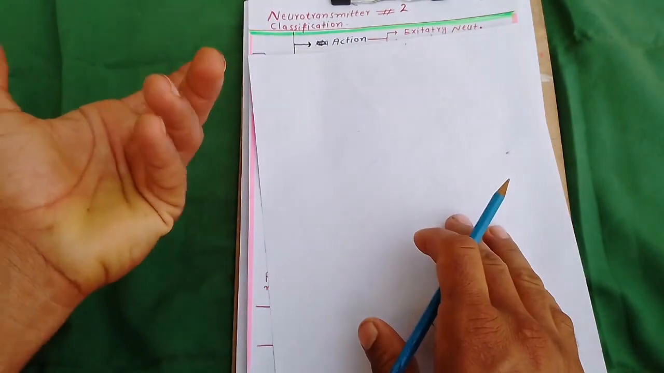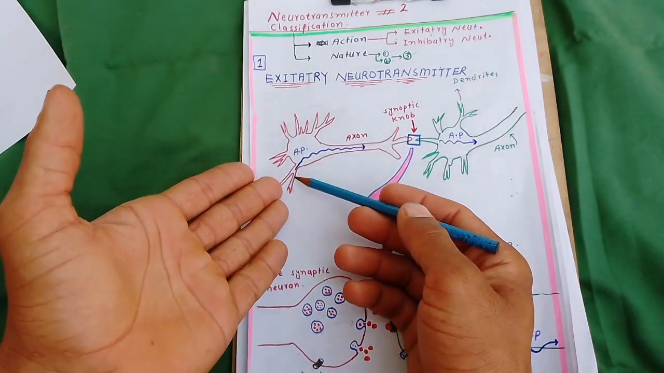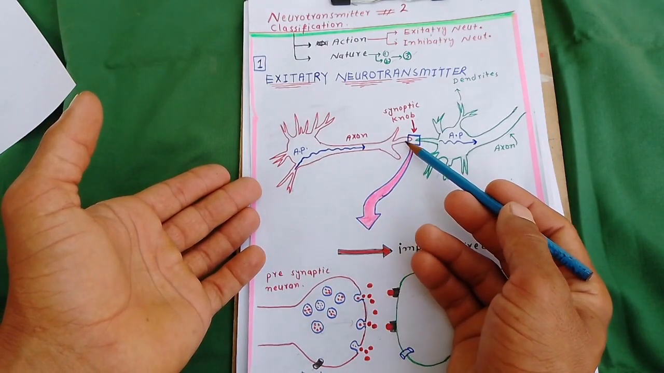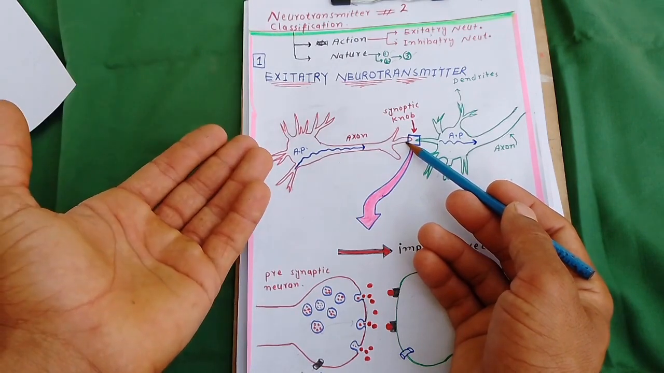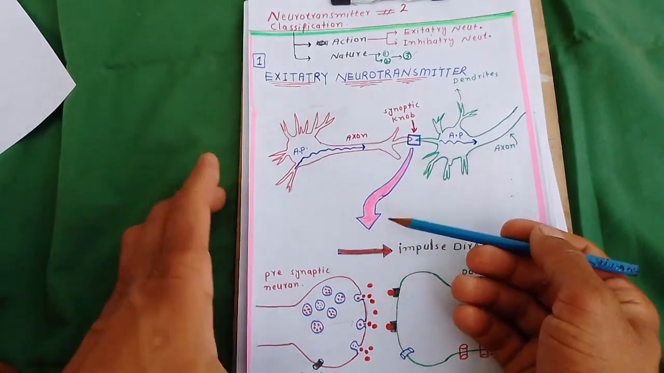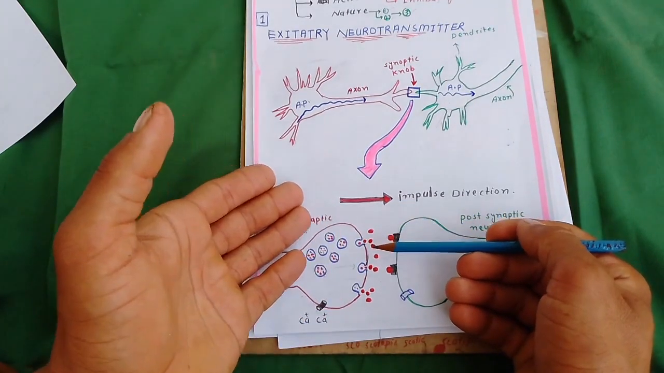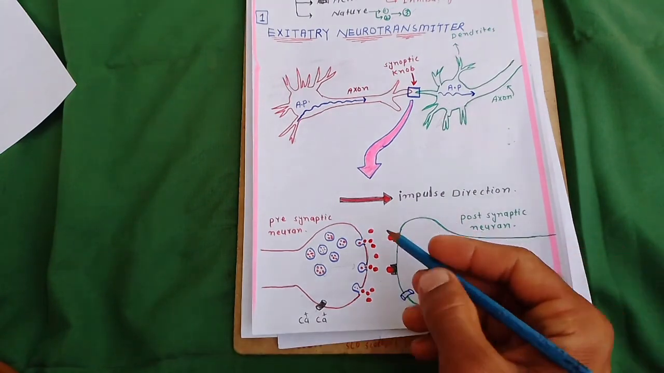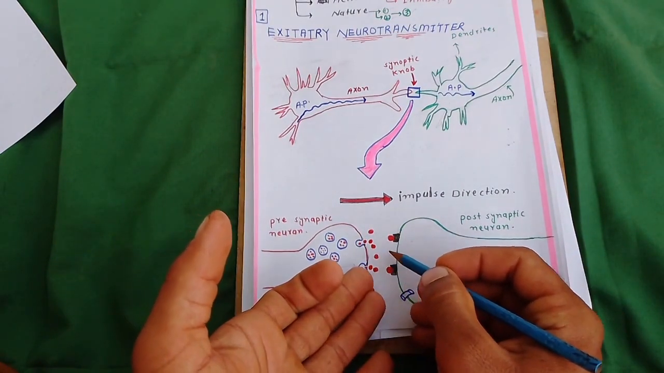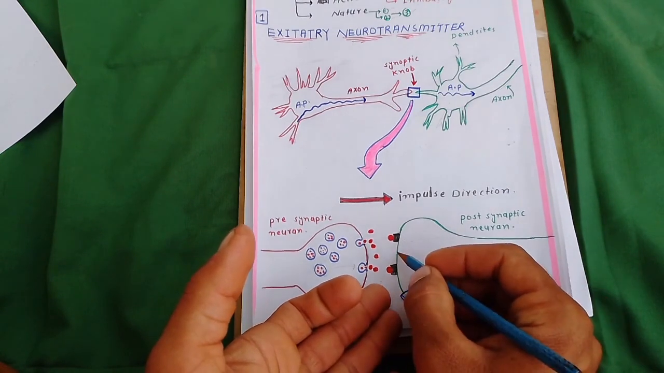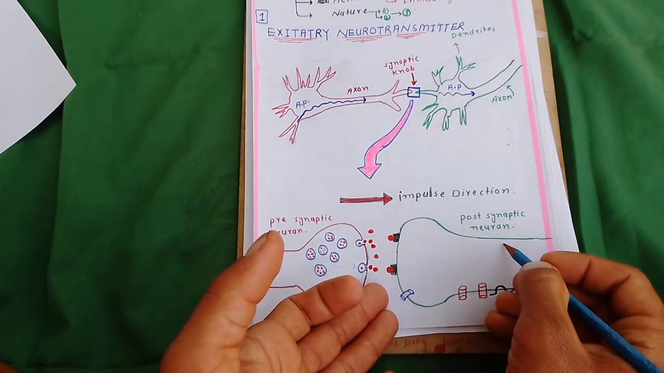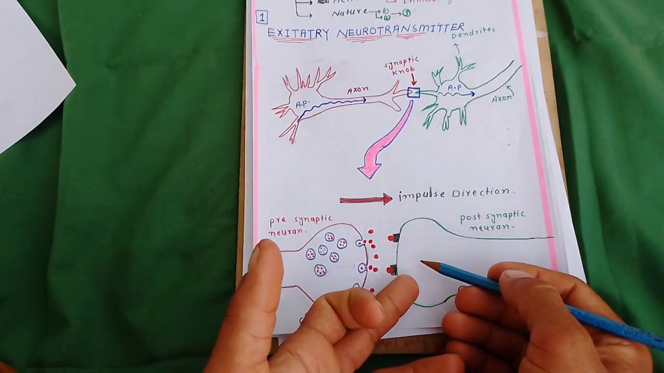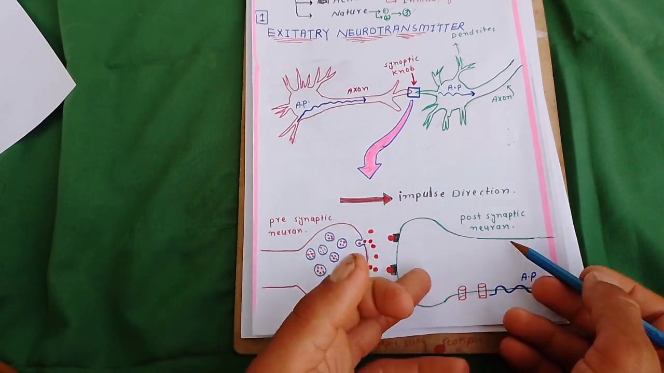What is meant by the excitatory message? Suppose this is a neuron. When I touch this area, the message goes from this area to this area, so they release an excitatory neurotransmitter. When this neurotransmitter is released at this site, this neuron is said to be excited. When this neurotransmitter is released from this point and attached to this neuron, it will produce an impulse in this neuron. So this is the excitatory neurotransmitter because it produces an action potential. It excites another neuron, a gland cell, or a muscle cell.